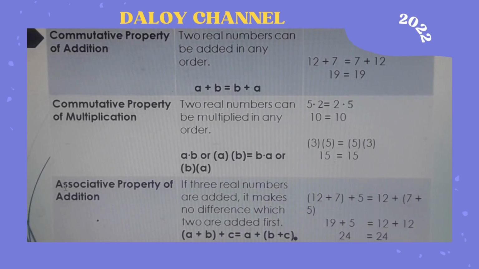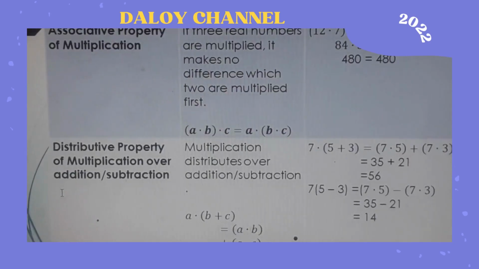So 12 plus 7, the quantity of 12 plus 7, plus 5, can also be arranged as 12 plus the quantity of 7 plus 5. That is, 12 plus 7 is 19, to be added by 5 is 24, while on the other side, 7 plus 5 is 12, to be added by 12 is also 24. That is the associative property for addition.